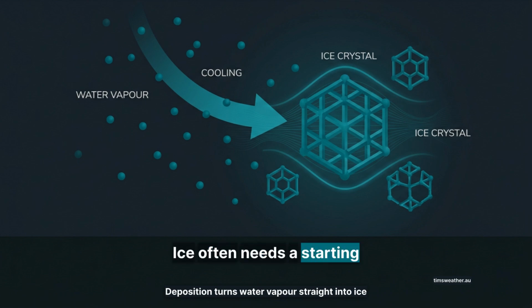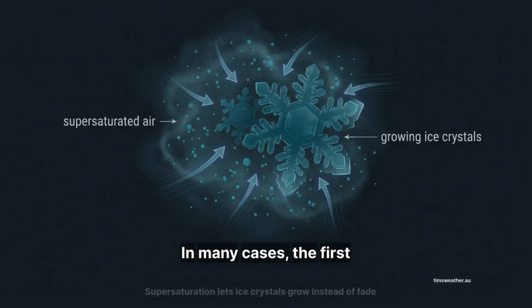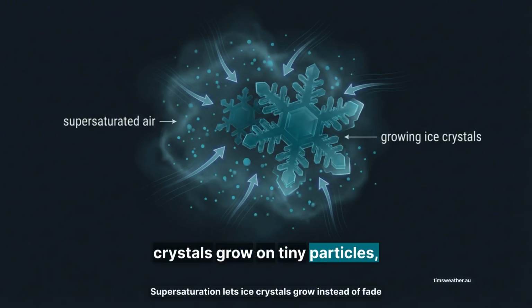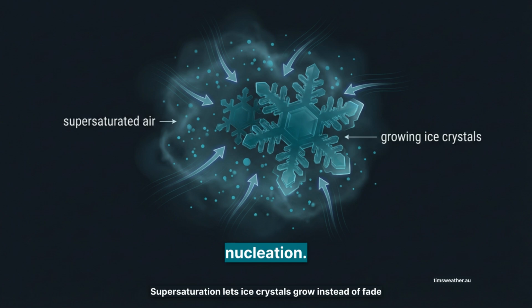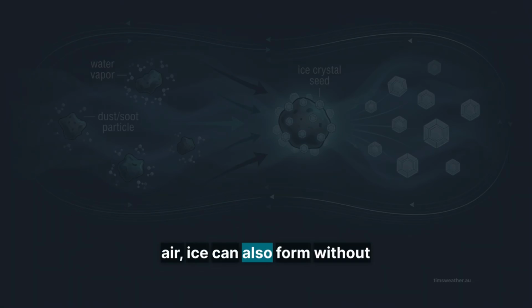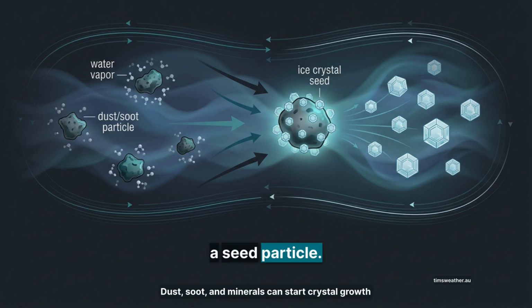Ice often needs a starting point. In many cases, the first crystals grow on tiny particles, such as dust, soot, or mineral fragments. This is called heterogeneous nucleation. It is the easier and more common pathway. In extremely cold, very moist air, ice can also form without a seed particle. That is called homogeneous nucleation, but it needs much tougher conditions.